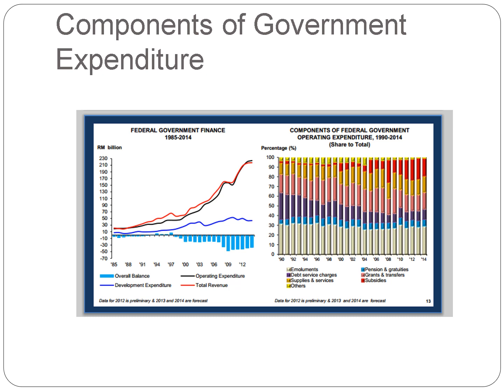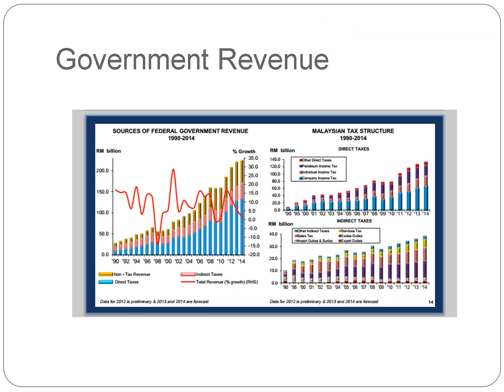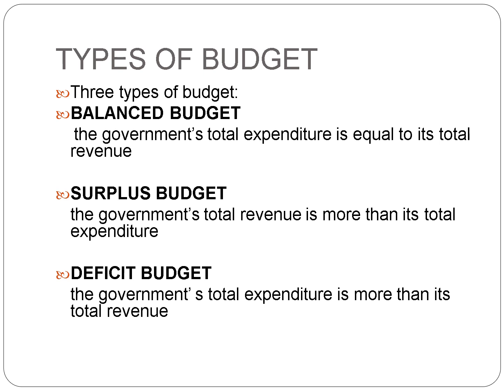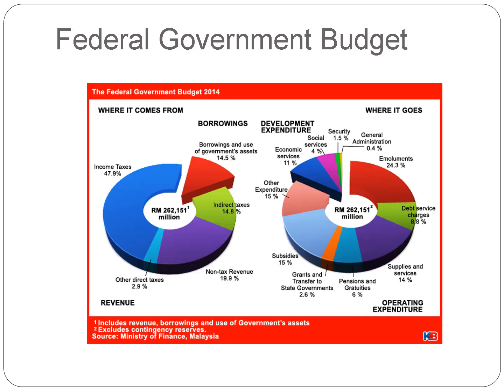You can see government revenue. Types of budget, this is already explained. We have balanced budget, surplus, and deficit. Balance means G equals T. Federal government budget: from this pie you can see the portions of development expenditure, where the government budget goes. This is an example for our country, Malaysia.